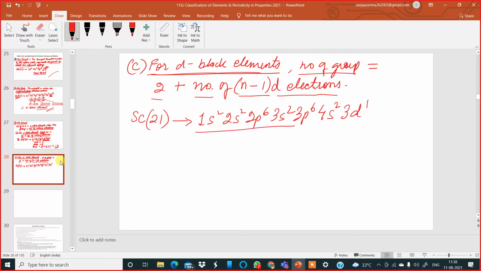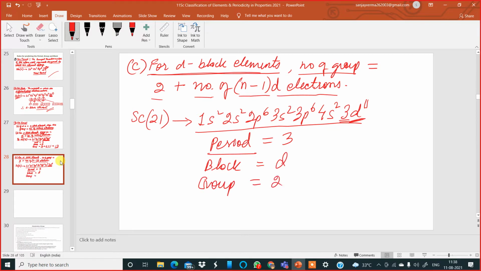Now for scandium, first get the period. Scandium belongs to which period? Is it period 3? Correct, because over here it is 4. Scandium belongs to which block? It is D, because the differentiating electron is here. It is the D block. Now for the group.